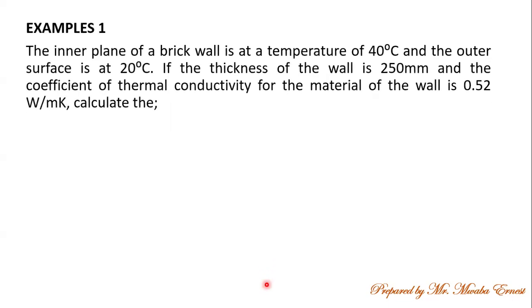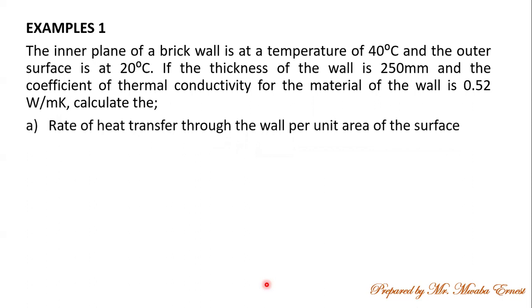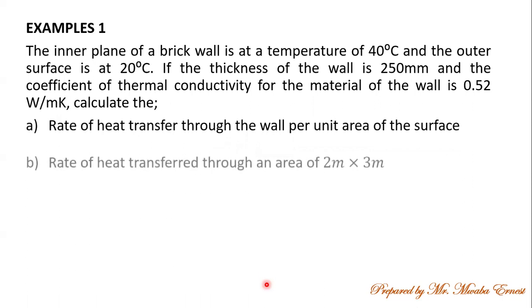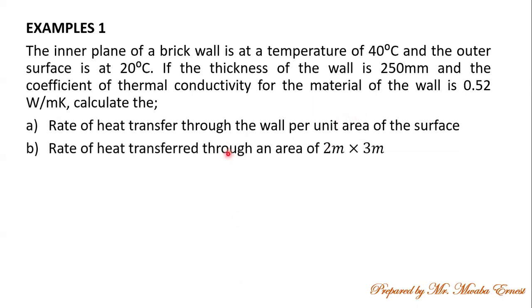So here we've been told we have an inner plane of a brick wall at a temperature of 40 degrees Celsius, outer temperature 20, thickness 250 millimeters, coefficient of thermoconductivity 0.52, and then we need to find the rate of heat transfer per unit area and the rate of heat transfer through these dimensions of your wall. What information do we have?